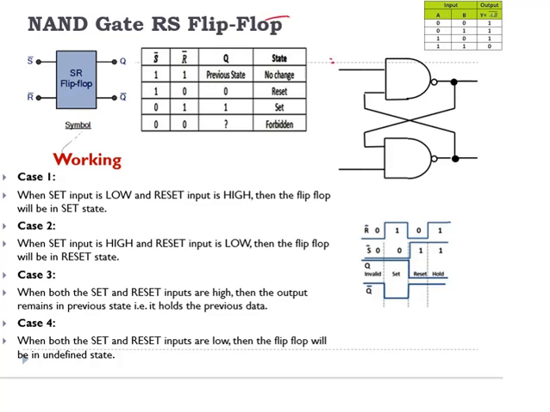So let's say this is our S bar and this is the R bar, and this is the output Q, and this is the complement of that, Q bar.